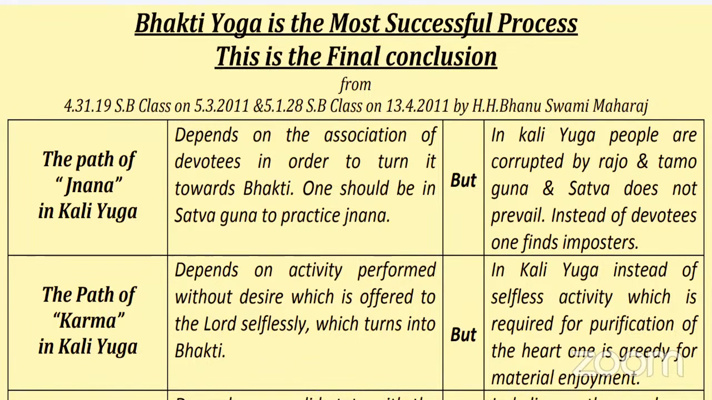So that is why this sattva guna is not practical for us. Practically, it's very difficult to get sattva guna. In Kali Yuga, people are corrupted by rajoguna and tamoguna, and sattva does not prevail. Instead of devotees, one finds imposters. So we are not able to find devotees here, and we are finding only imposters. Maharaj is talking about the general world.